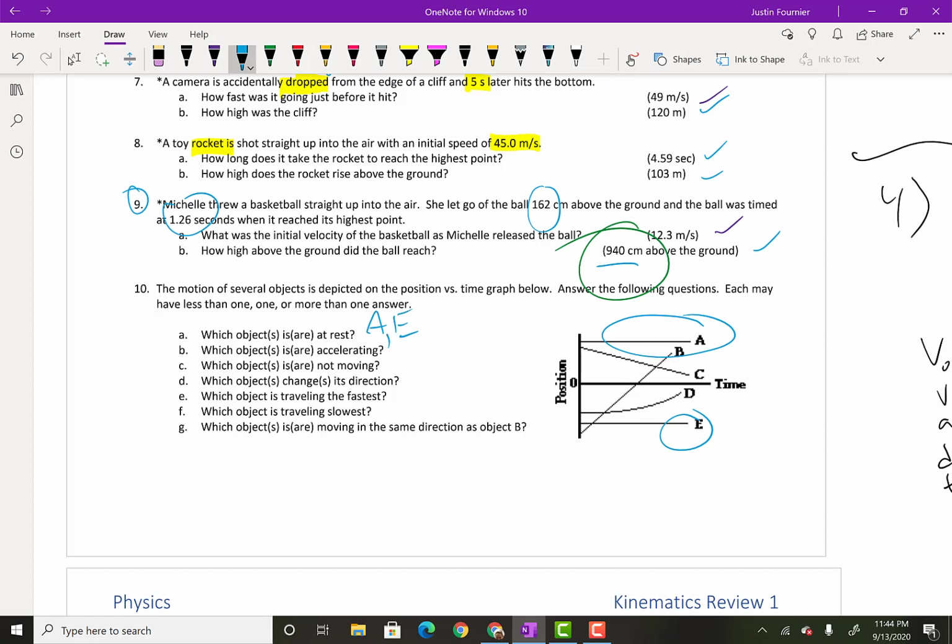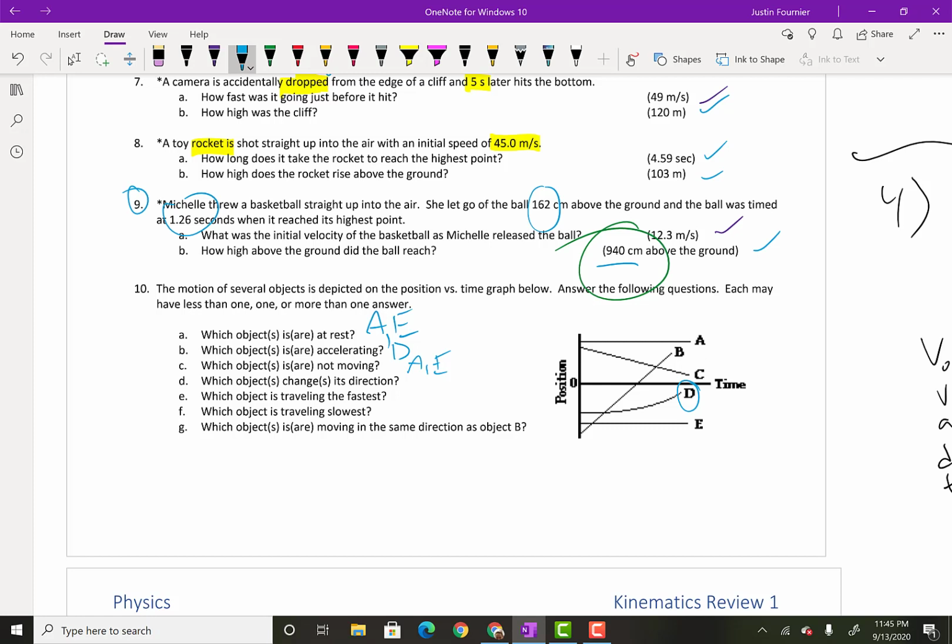All right, so which objects are accelerating on a position time graph? Objects that are accelerating are making curves. The only one that's making a curve is D. So D is going to be that one. Which objects are not moving? Not moving is the same thing as at rest, so that's also going to be A and E.